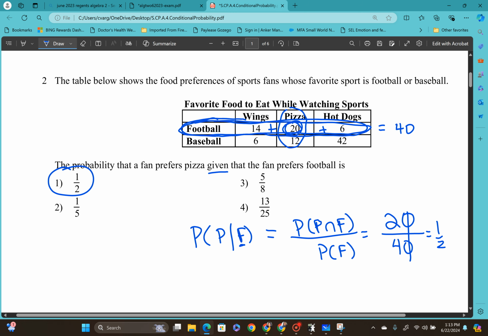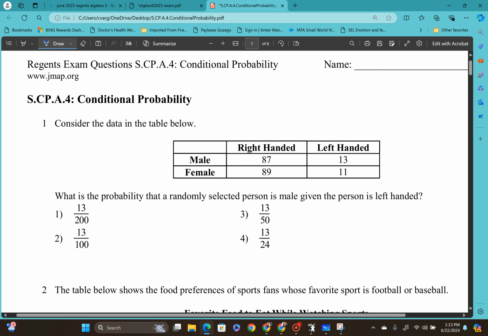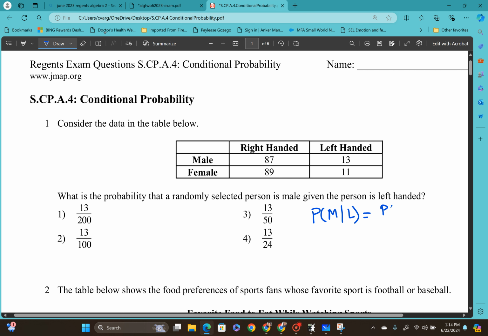So there's my answer. Okay. If I did another one, it says, what is the probability that a randomly selected person is male given the person is left-handed? So it's the probability of male given the person is left-handed. Cool. So we do both on top, probability of male and left-handed, over whatever is second. So left-handed is second. Cool.